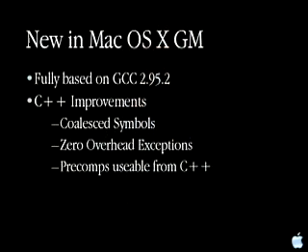So since public beta, we've added a few things and done a lot of work on GCC. The first thing is we're fully based now on GCC 295.2. We used to be running, I think, the driver and the preprocessor from 2.7.2, and now we're running everything in the 295.2 code base. We've also added a lot of C++ improvements, coalesce symbols, zero overhead exceptions, and we've made pre-comps usable from C++, which has a dramatic effect on compile times for C++.